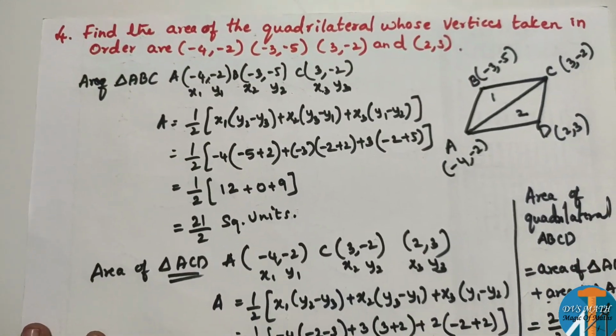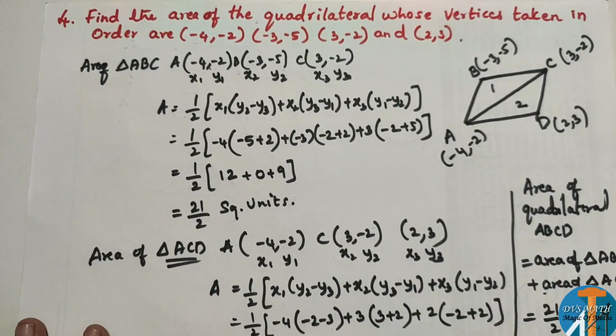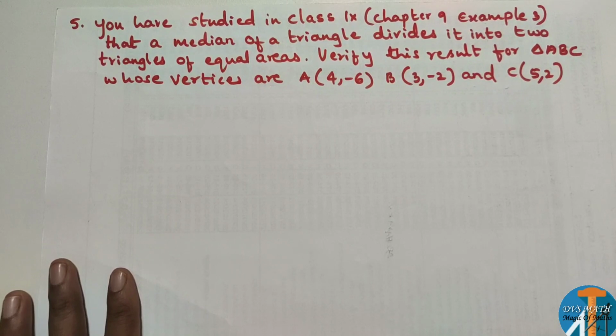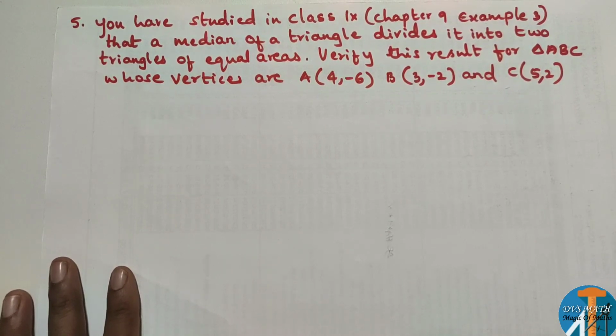So this is about question number 4. So let's go for the last question in this exercise as well as the last question in this lesson. So last question 5. You have studied in class 9th, chapter 9, example 3, that a median of a triangle divides it into 2 triangles of equal areas. Verify this result for triangle ABC, whose vertices are A(4, minus 6), B(3, minus 2), C(5, 2).